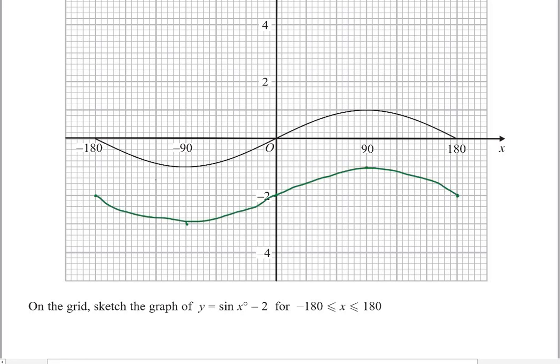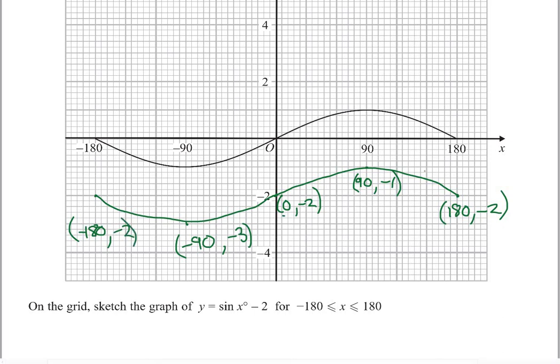There we go, so hopefully it looks something like that. And maybe I'll just write down the coordinates as well. So this is the point (90, -1). This is the point (180, -2). This is the point (0, -2). This is the point (-90, -3). And finally, this is the point (-180, -2). So that is the graph of y equals sin x minus 2.